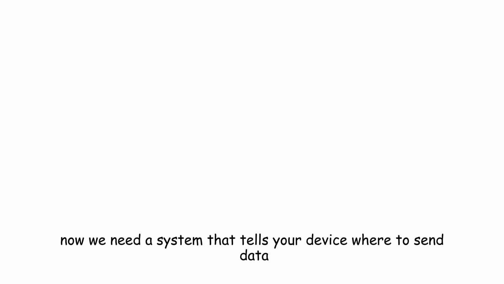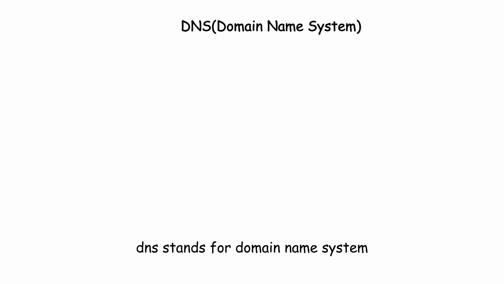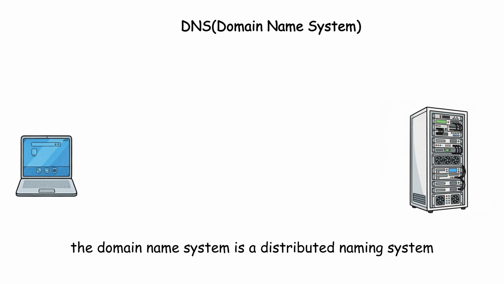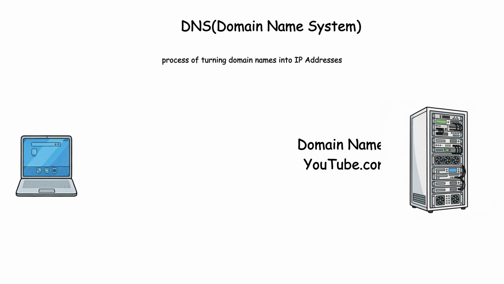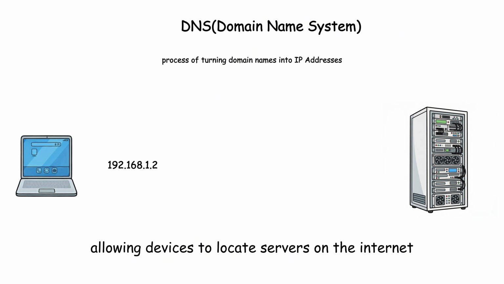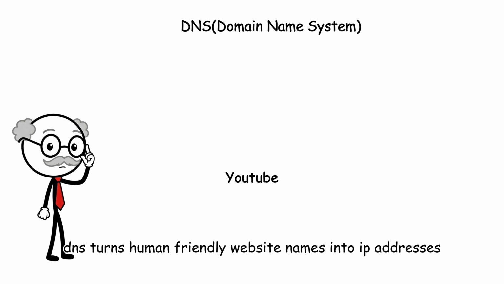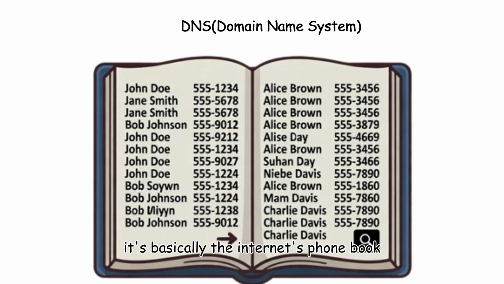Now we need a system that tells your device where to send data. That's DNS. DNS stands for Domain Name System. The Domain Name System is a distributed naming system that translates domain names into IP addresses, allowing devices to locate servers on the internet. In simpler terms, DNS turns human-friendly website names into IP addresses so computers know where to connect. It's basically the internet's phone book.